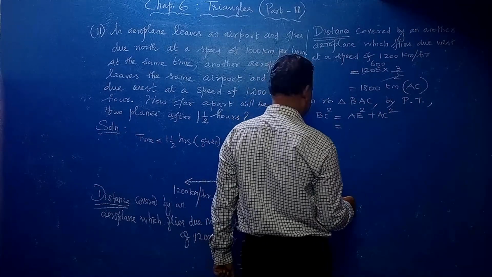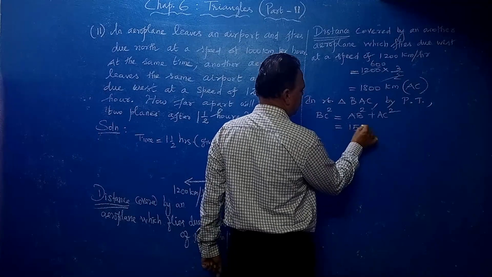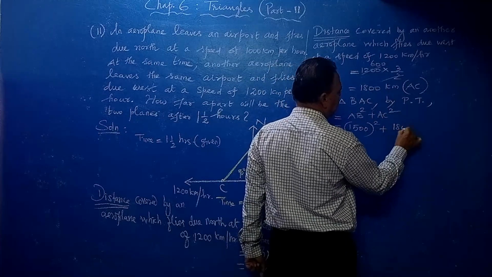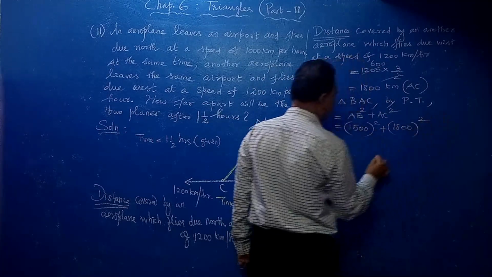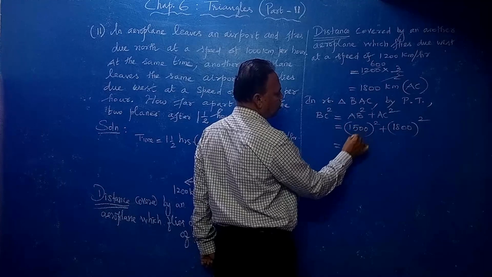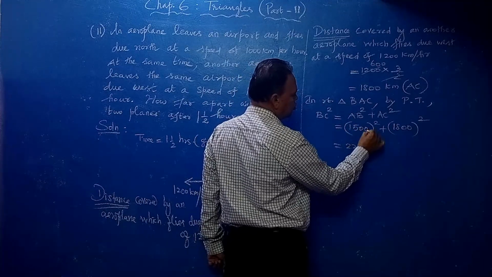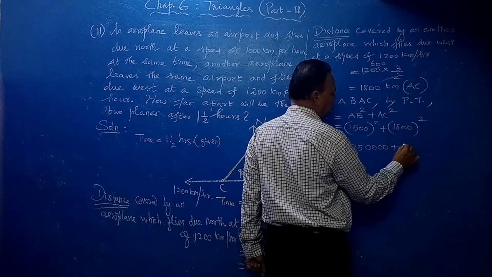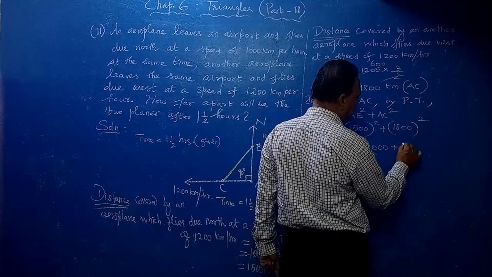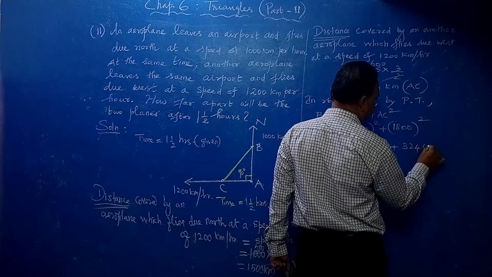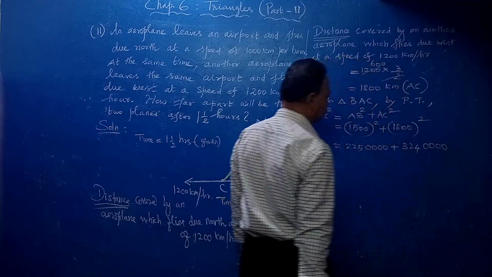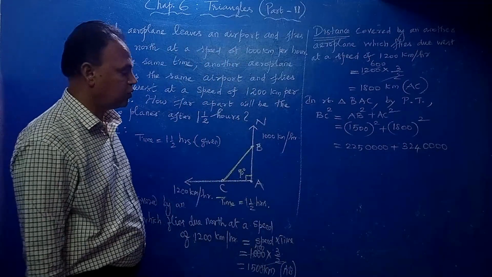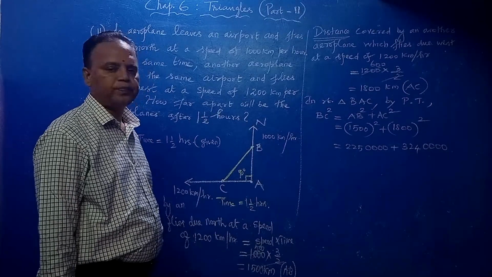So what is AB? 1500, the whole square. What is AC? 1800, whole square. Now do the squaring. 15 squared is 225, then two zeros. Same way here, 18 squared is 324, then two zeros. 18 squared is 324.